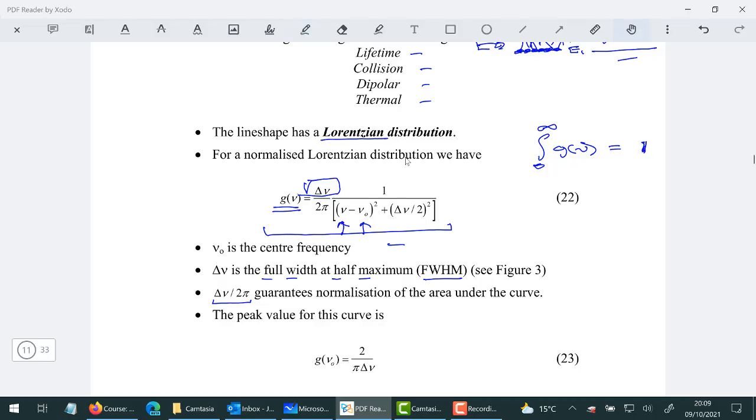Okay. The peak value for this curve, so the maximum value it can have, is when nu is equal to nu naught, in equation 22. And we end up with a peak value of 2 over pi times delta nu. So what you'll see here is that the peak value, the maximum value that distribution can have, is inversely proportional to the line width. So if I have a narrower line width, it means that my peak value will be higher.